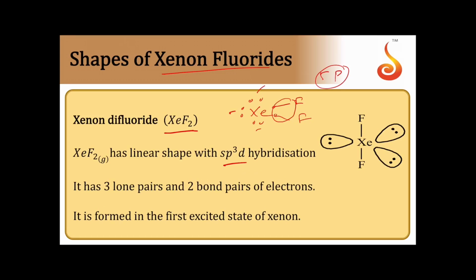Total number of pairs, lone pairs plus bond pairs, comes up to 5. It is going to be sp3d hybridization. 3 lone pairs and 2 bond pairs are there. And it is formed in the first excited state. Let us see how it is formed in the first excited state.